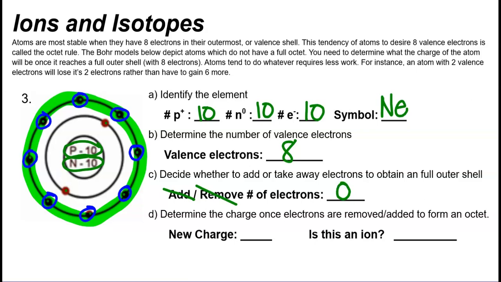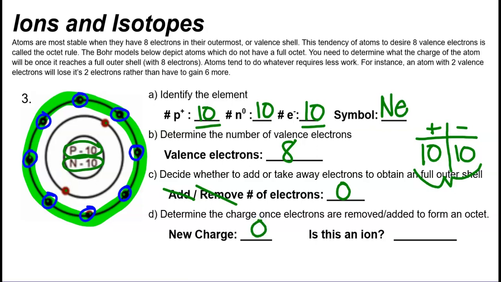We don't need to add or remove any electrons. We already have a full octet. Now determine the charge once electrons are removed or added to form an octet. So we didn't remove or add any. So we have positive, negative. We started with 10 positives. We still have those 10 positives and 10 negatives. So we have equivalent numbers of protons and electrons, giving us a charge of 0.